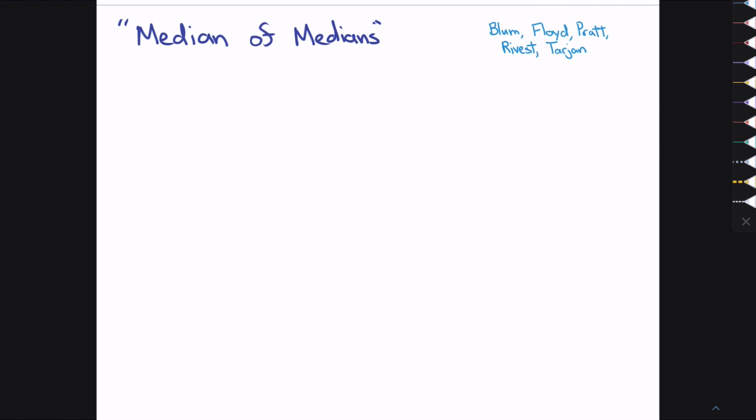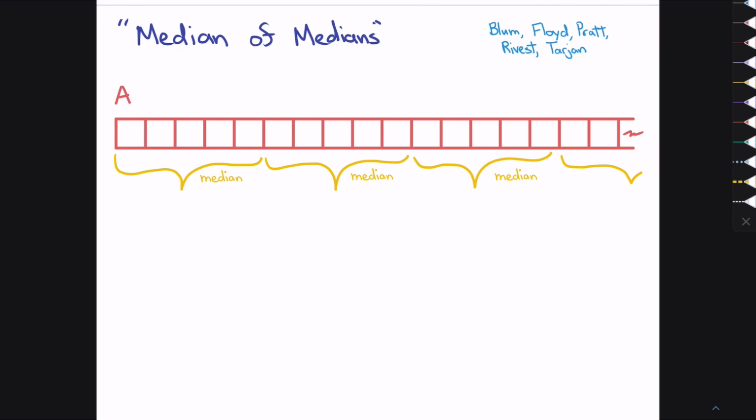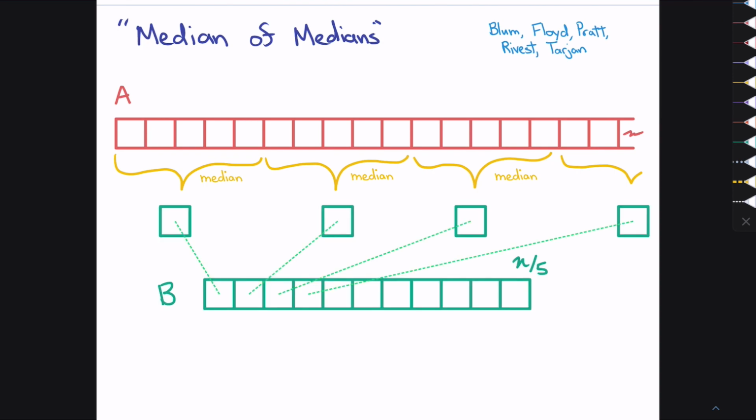So that's what we're going to do. We're going to do 5 instead of 10. So we take A and divide it into chunks of 5. You could have done any bigger number, but 5 suffices. Divide it into groups of 5, and for each group of 5, you compute the median. Then you take all of those medians, and now you have an input of size n over 5.